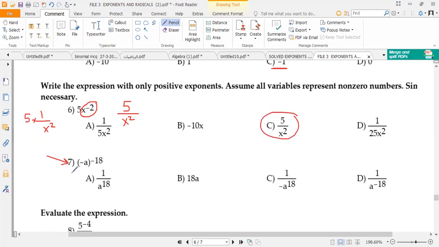Question number 7. I have negative a between brackets and on the top I have negative 18. So I have to manage my time. When you see negative power, directly send the expression to the bottom or to the top. You have to flip it in any case. So if the expression is on the top, you send it to the bottom. Now it will be 1 over negative a between brackets to the power of 18. Till this point, do you have any problem?